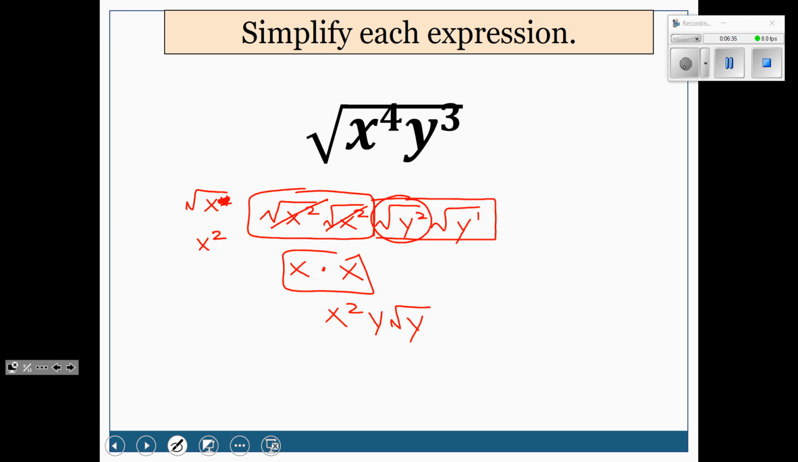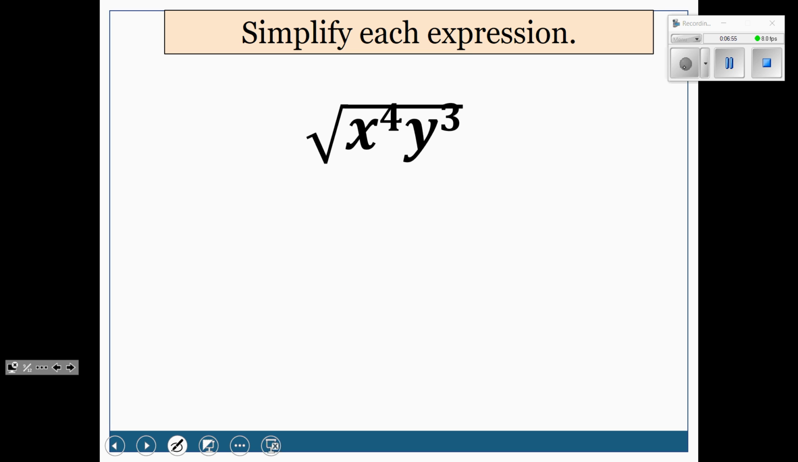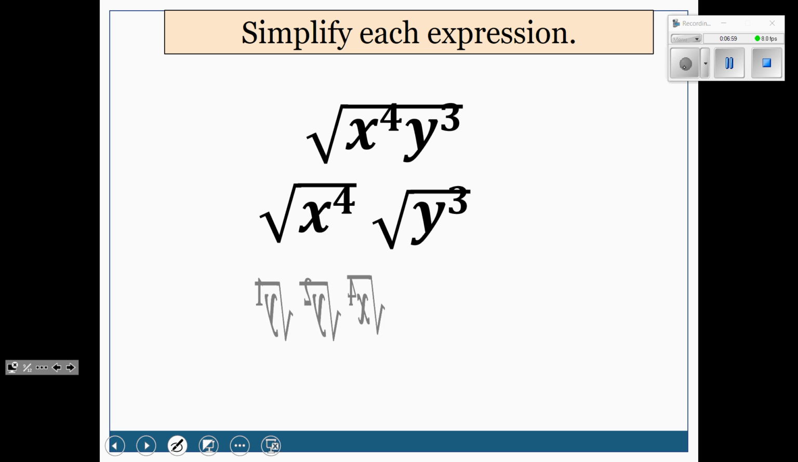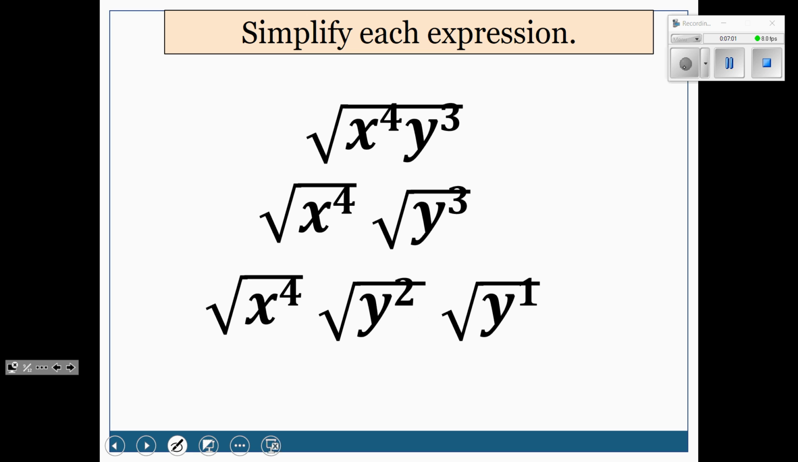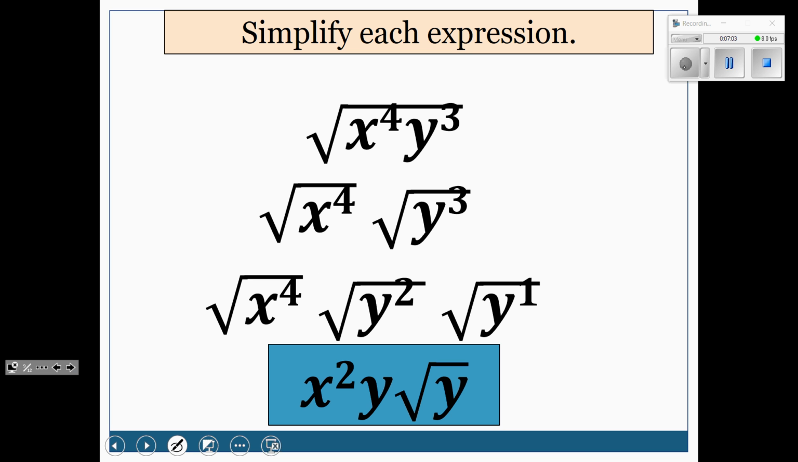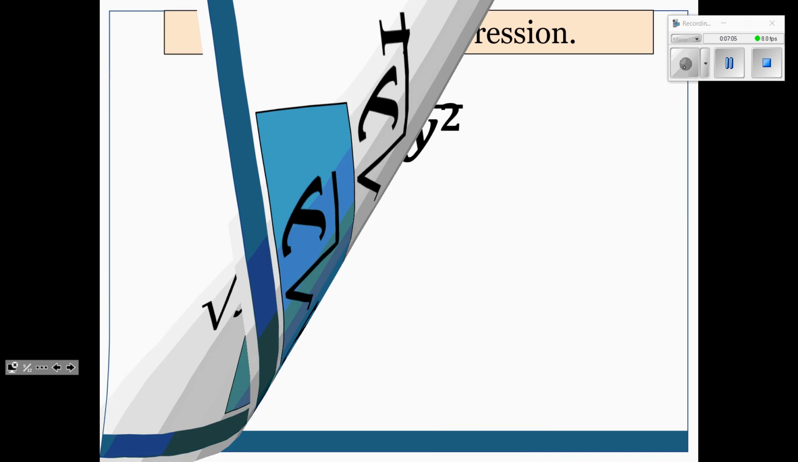So if it's an even exponent, just half it to take the square root of it. If it's odd, you're going to have one left over, and then after you take that one out, the even number that you have, you just half it, and that comes outside. So our final answer is x squared y times the square root of y.